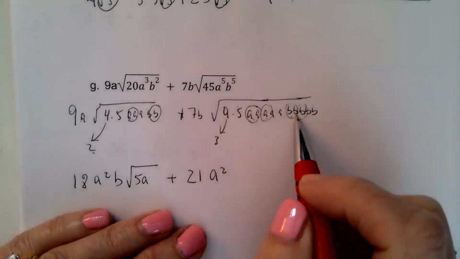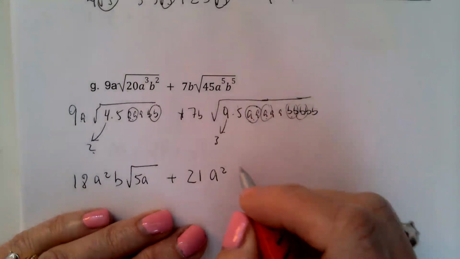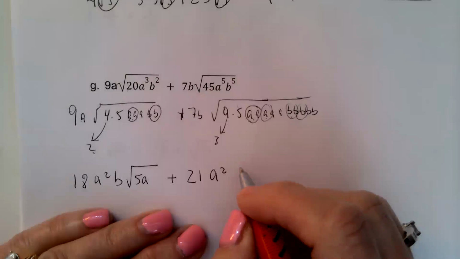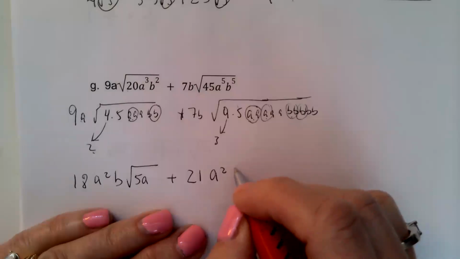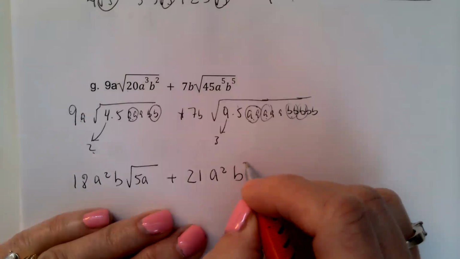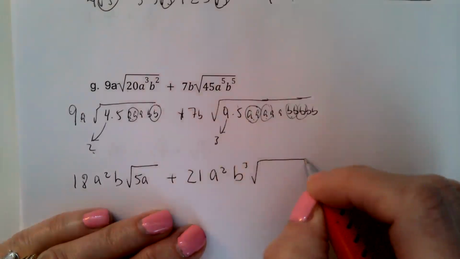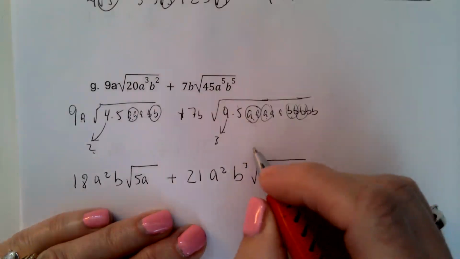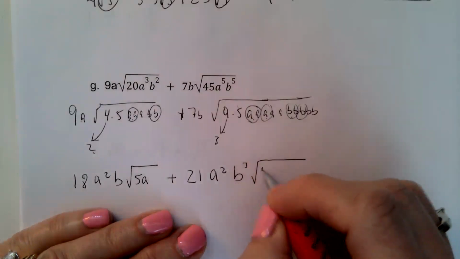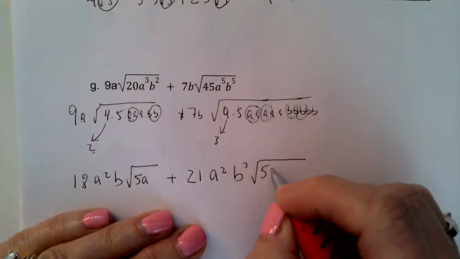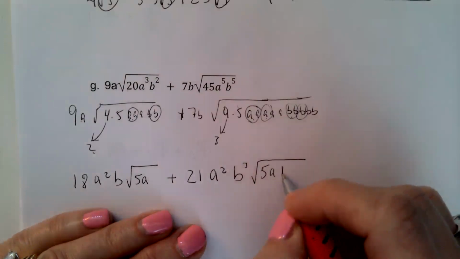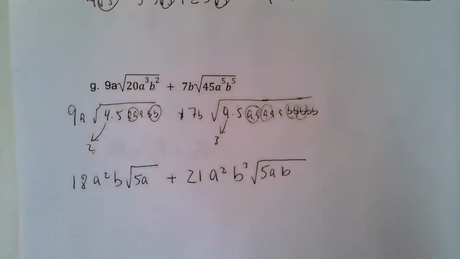B times B came out. So I have B cubed times the square root of 5A and a B left over.